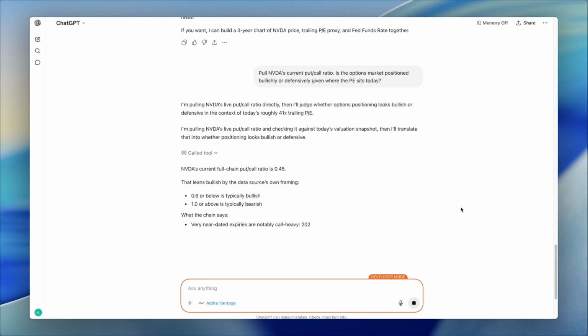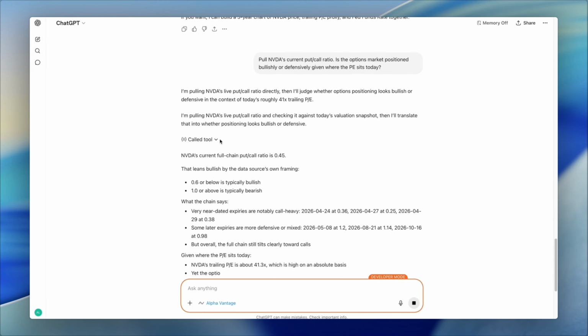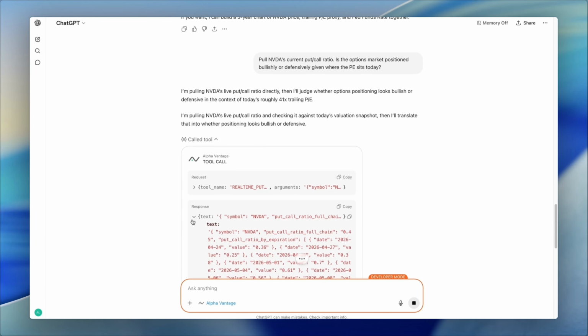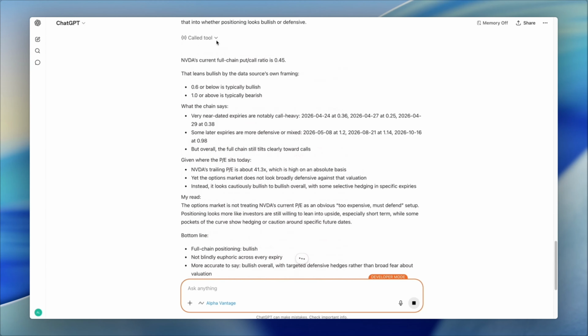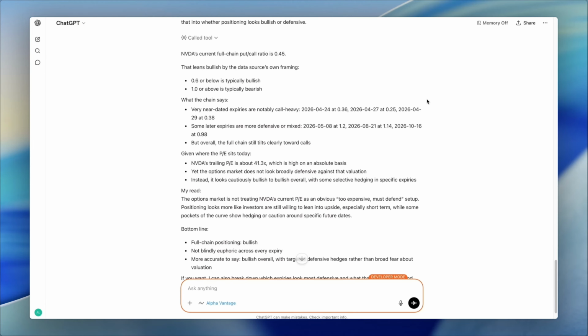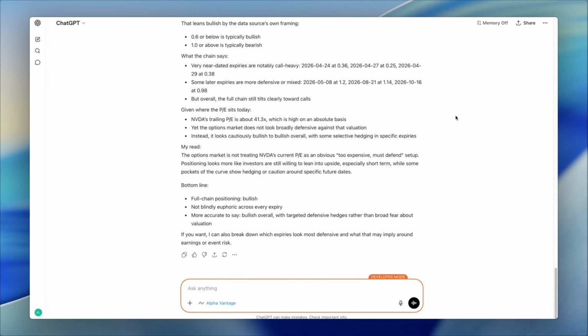ChatGPT is querying Alpha Vantage's real-time put-call ratio API, which is useful for gauging investor sentiment across the entire options chain. This ratio is a positive sign for NVIDIA, as a ratio below 0.6 often signals the market is leaning bullish. More investors are purchasing call options in expectation of rising prices.